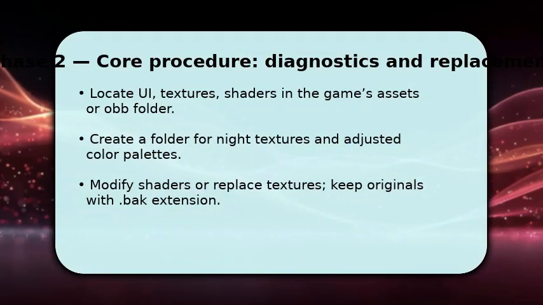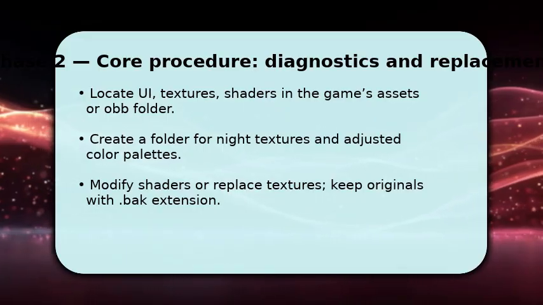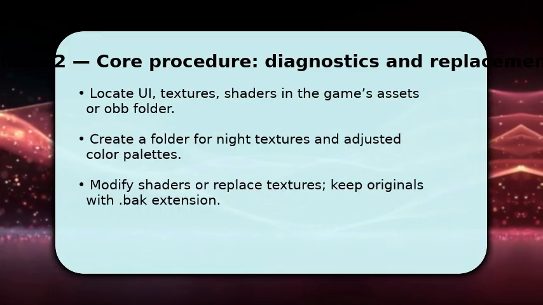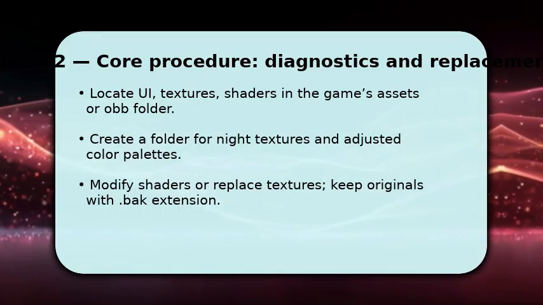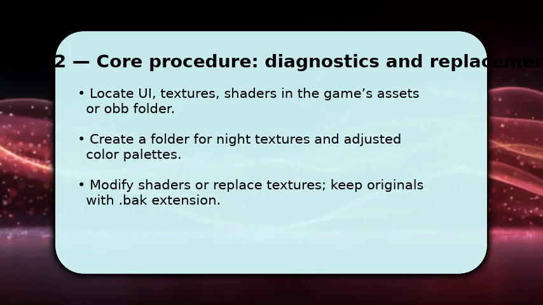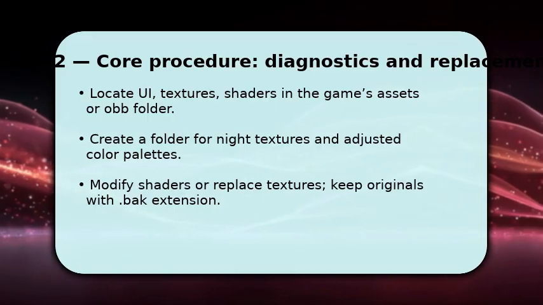You now edit the assets. Locate UI textures, palettes, and shader files inside the OBB or asset bundles. Once located, duplicate originals with a .bak extension so you can revert. Next, create night mode textures, darker backgrounds, muted highlights, and lower saturation values, and place them in a parallel folder.